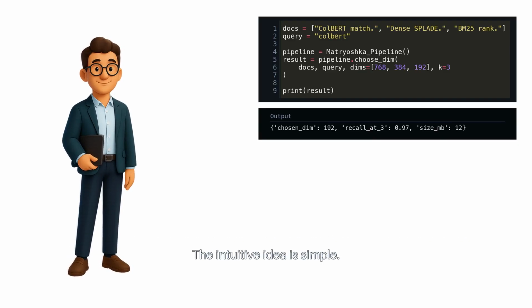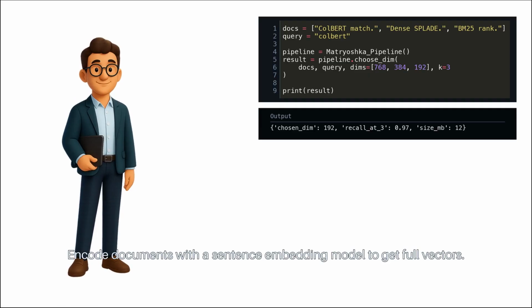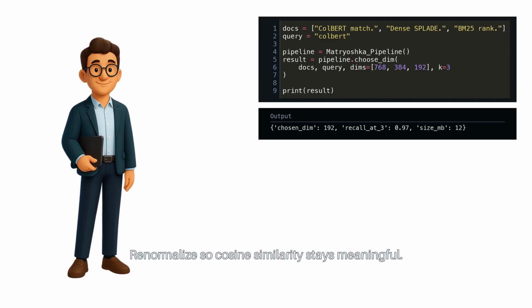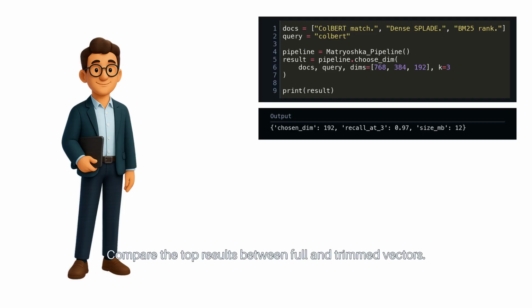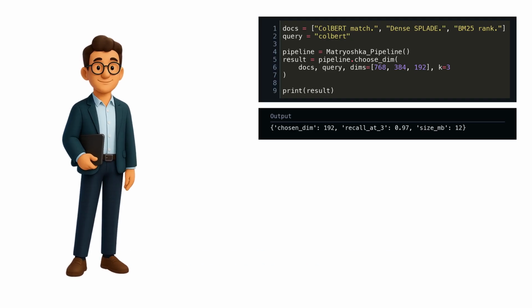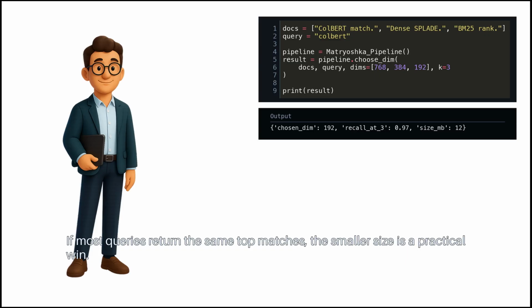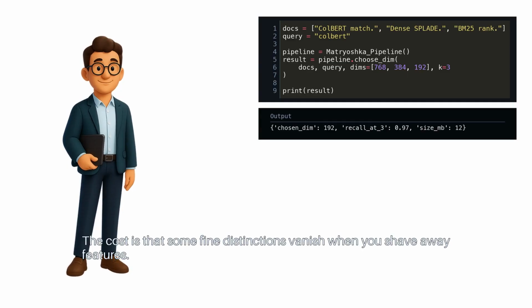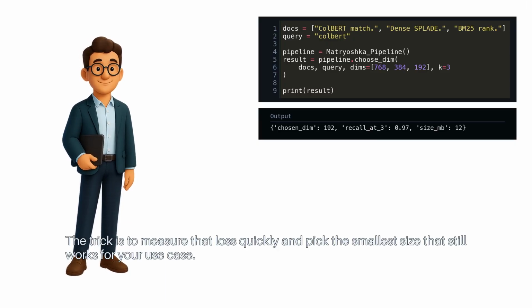The intuitive idea is simple. Encode documents with a sentence embedding model to get full vectors. Then drop trailing dimensions to form smaller vectors. Renormalize so cosine similarity stays meaningful. Compare the top results between full and trimmed vectors. If most queries return the same top matches, the smaller size is a practical win. The cost is that some fine distinctions vanish when you shave away features. The trick is to measure that loss quickly and pick the smallest size that still works for your use case.